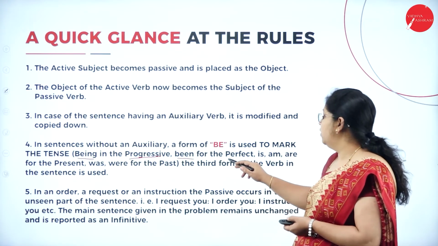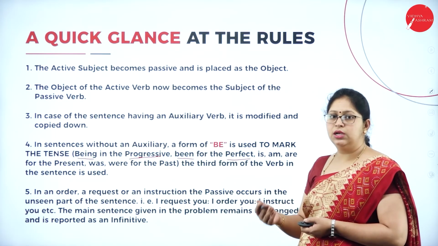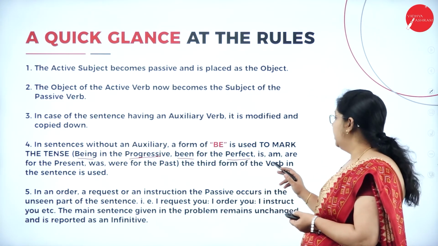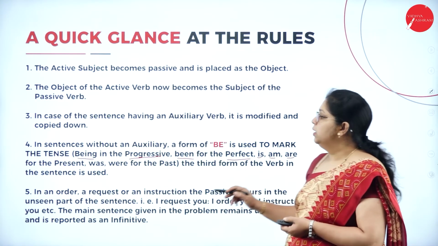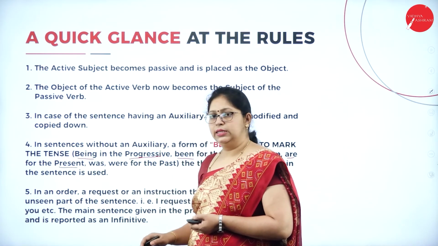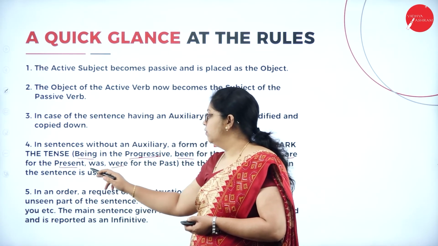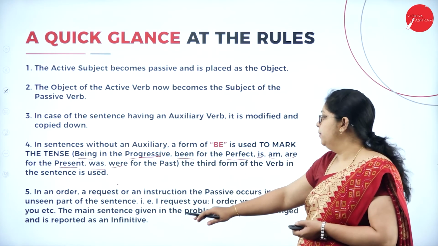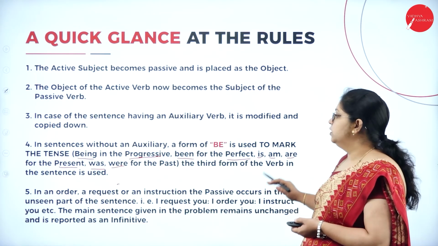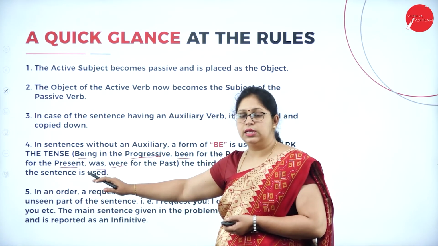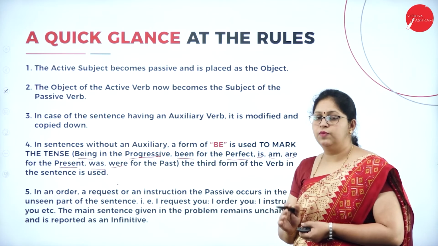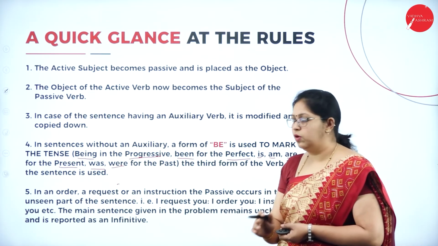Then been is used for perfect. It can be present, past or future. Been is used for perfect tense. And is, am, are for present tense, and was, were for past tense. Okay, this is what you need to note here. And the third form of the verb is used in the sentence. So, the third form is used here. The verb form will be the third form of the verb.